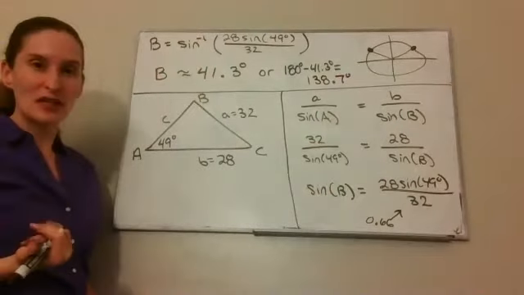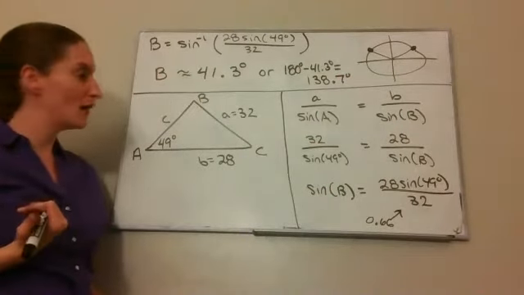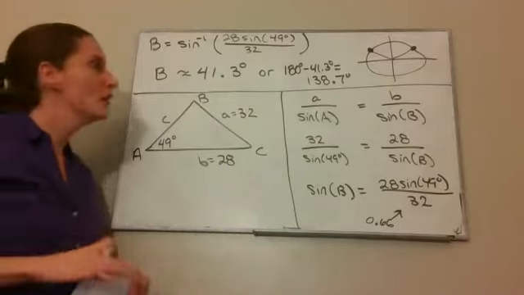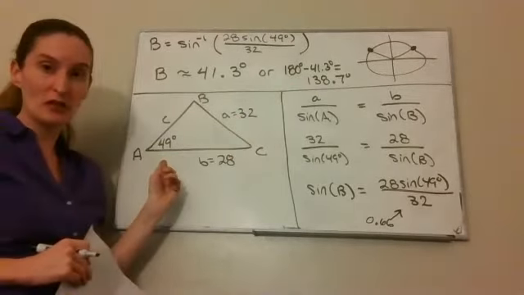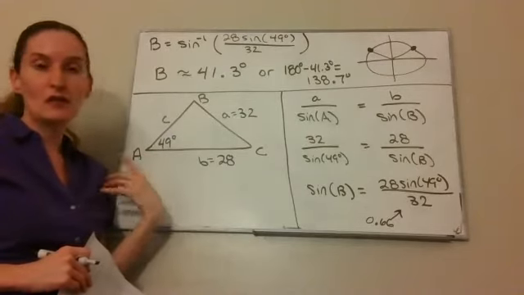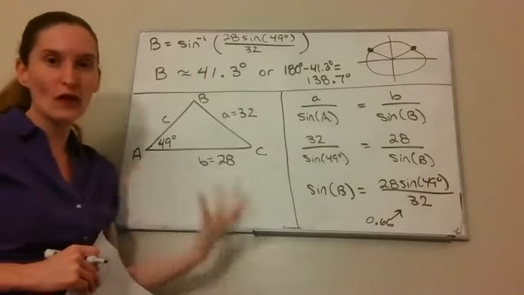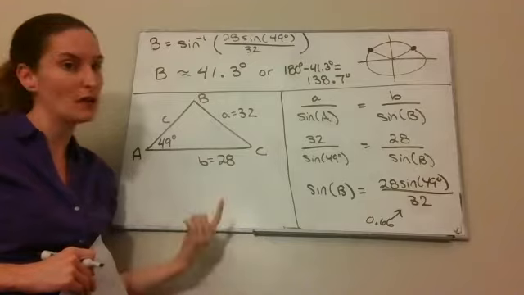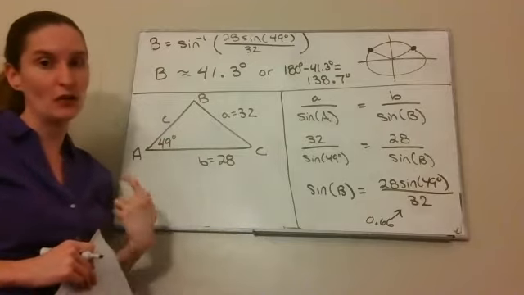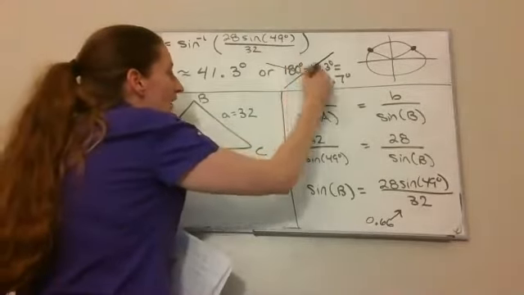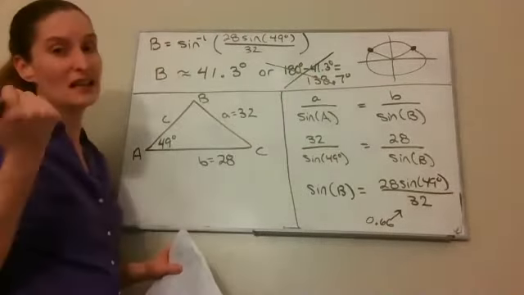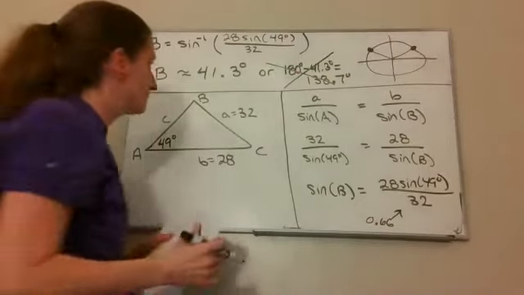However, that particular value is not valid on this triangle. Why? Because that 138.7 degrees plus the 49 degrees that I already know is too big. It's already over 180 degrees, and we know that the angles inside a triangle can only add up to 180 degrees. So this one is not valid, but we should still check it because sometimes that does occur.